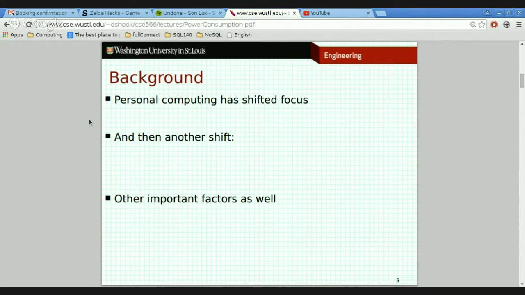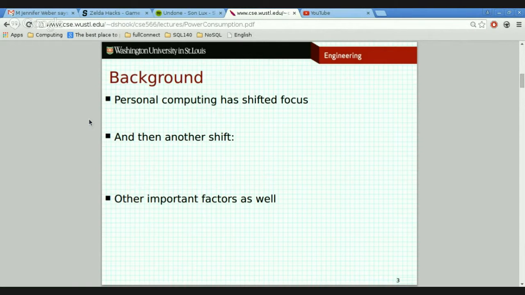So those shifts in personal computing have direct effects on high performance computing, especially as it relates to power consumption. Some other important factors that relate to power consumption include the green movement. Of course, in the last 10 to 15 years, the environment has become a very important topic of conversation, not just within computing, but in general. And so that effect has also spilled into high performance computing. It's also a huge topic of conversation, something that's very much under consideration when people are building new supercomputers.